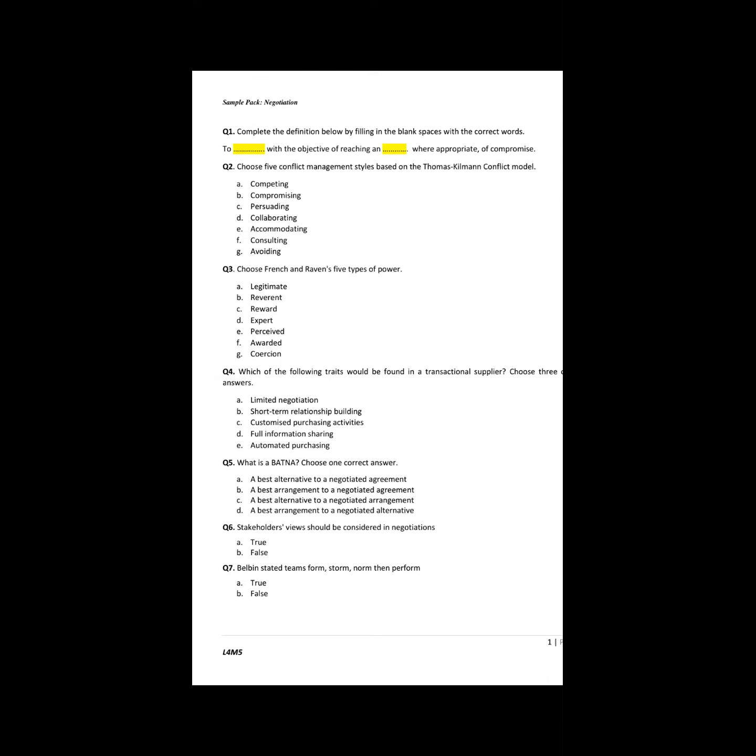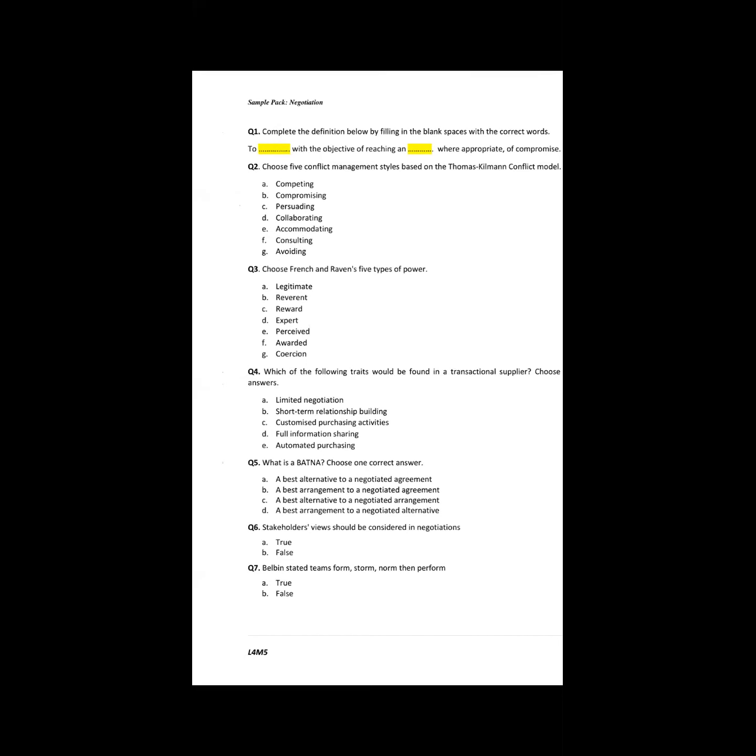Very true. So in transactional relationships, you don't waste time at all. You don't negotiate for long because the items involved are standardized items. So you can use an e-auction system. They can even bid online. That's even faster, so that you limit the face-to-face kind of negotiation. Okay. So there's limited negotiation, short-term relationship building. Okay. Question 5.